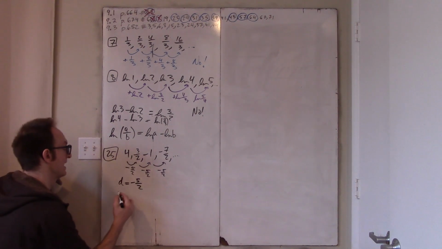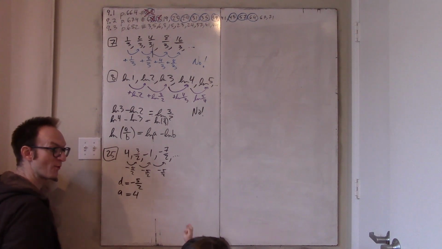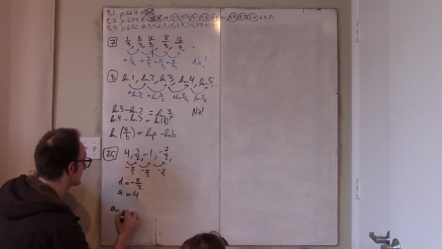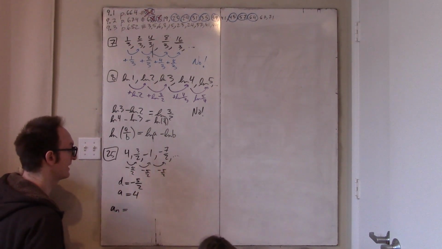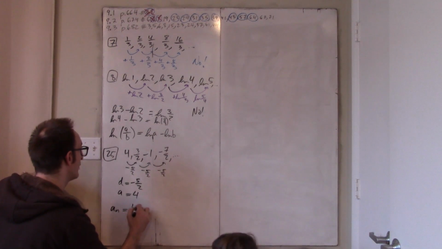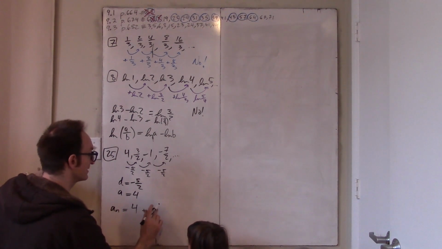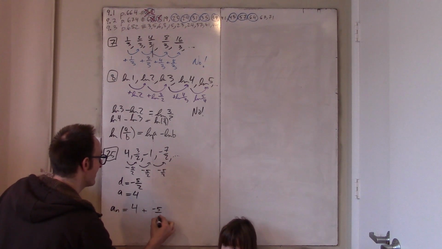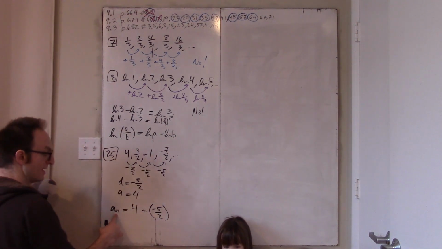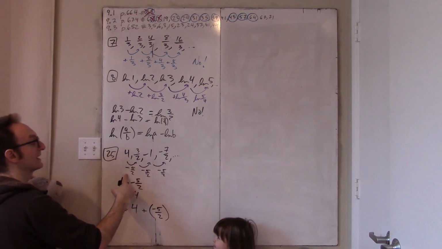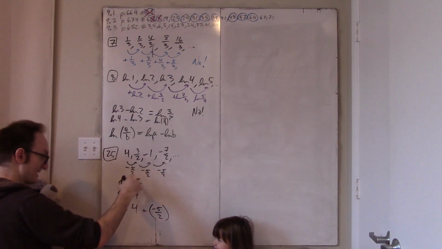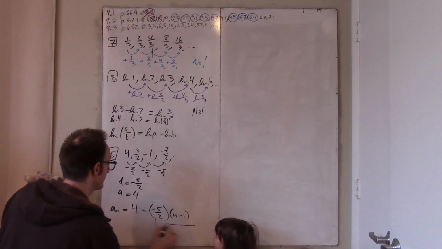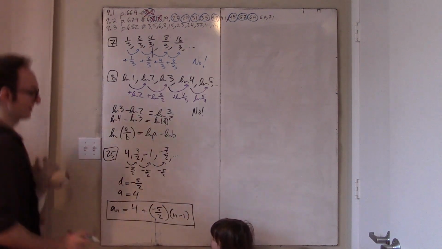So D is negative 5/2, and of course the first term is 4. So what's the generic nth term then of this sequence? Well, every term of this sequence is going to look like 4 plus a bunch of negative 5/2. How many of these negative 5/2 do I have? Well, it depends on what term I'm on. When I'm on the second term, I've added negative 5/2 once. When I'm on the third term, I've added negative 5/2 twice. When I'm on the nth term, I've added negative 5/2 n minus 1 times. And so that is the formula for the nth term.